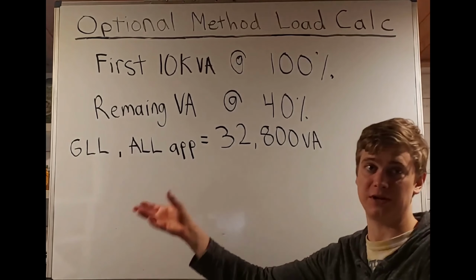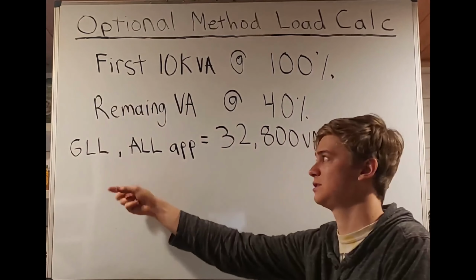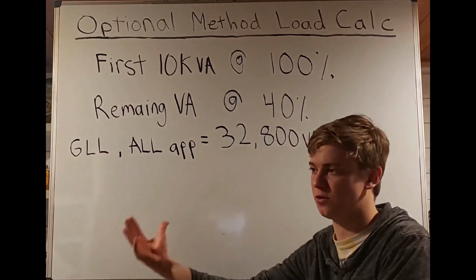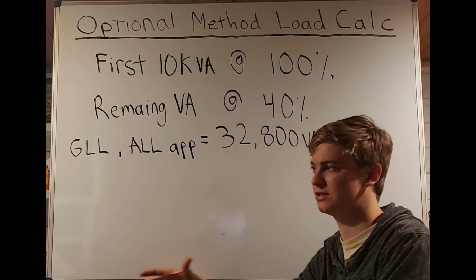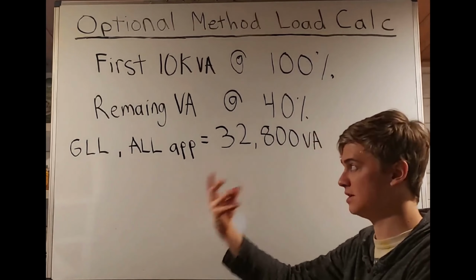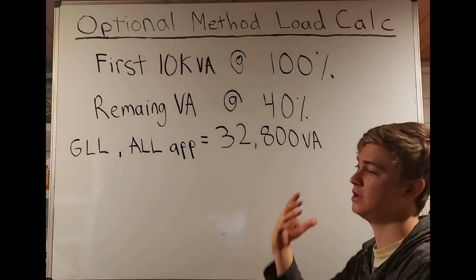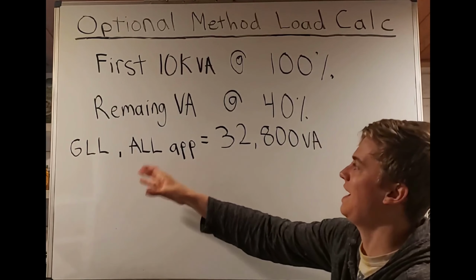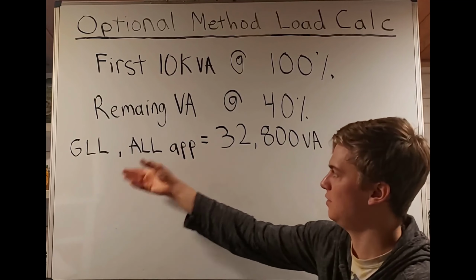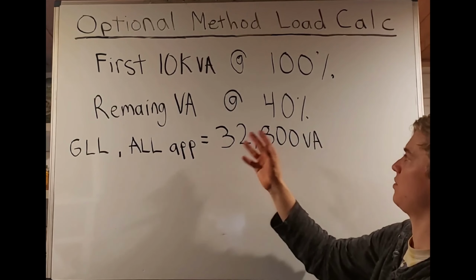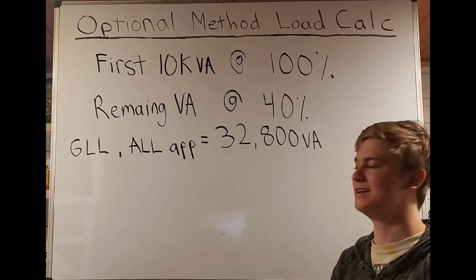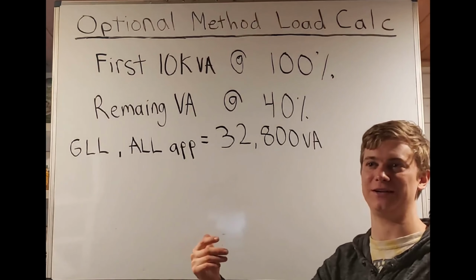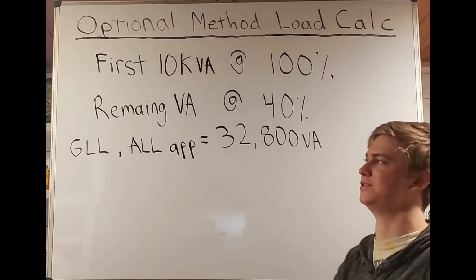So we're thinking about a scenario where this is already solved for us. We have the general lighting load, which of course is the square footage of the house times the 3 volt amps plus the 4,500 minimum, and we have that added to all the appliances. After that, we get 32,800 volt amps. Now we apply the demand factors, and we will get into a question where we actually have to solve everything ourselves.